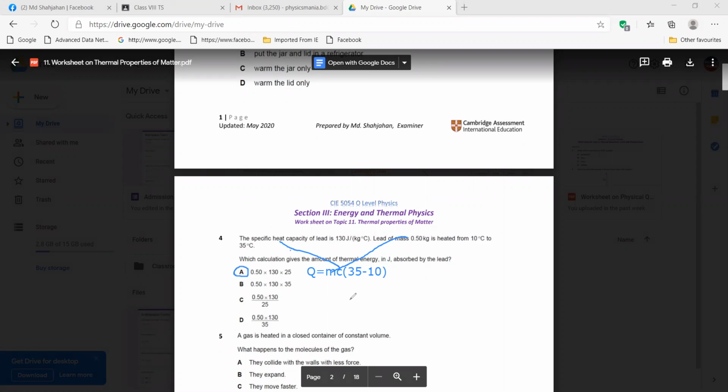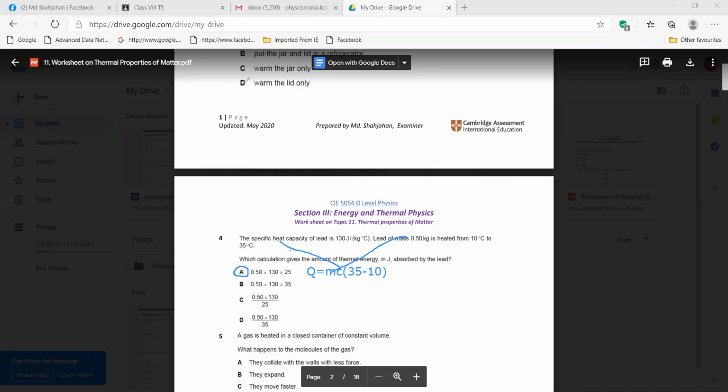In this question, the equation is Q equals mc del theta, and sometimes they will ask you to find the specific heat capacity. Then the formula will change: C equals Q by m del theta, right? Farabi, can you remember what I said? Yes, sir, that when you are asked to find the specific heat capacity, you have to rearrange the formula and write C equals Q by m del theta.